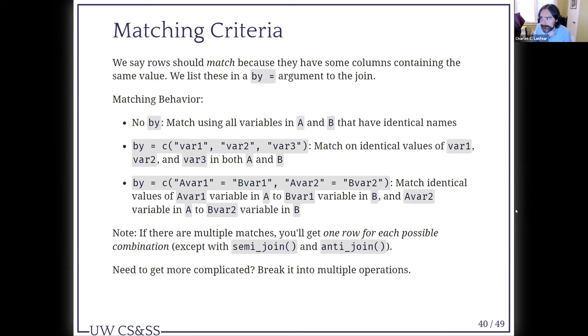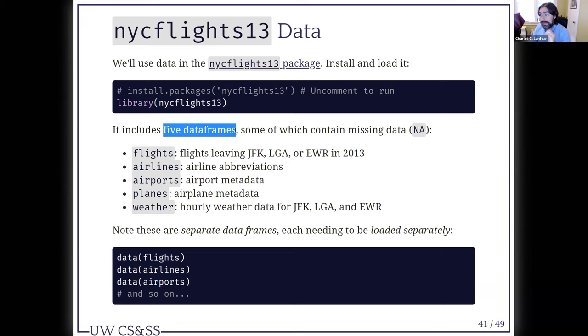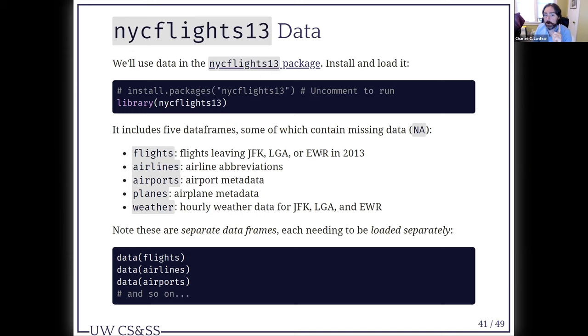Okay, so let's put this stuff into action. The data set I'm going to use as an example is the data sets you're going to use for your homework. You're going to install the package nycflights13, which is sort of an interesting package. If you load it in library, it includes 5 data frames of data instead of 1. It's every flight that flew out of JFK, LGA, or EWR airports in New York City in 2013.